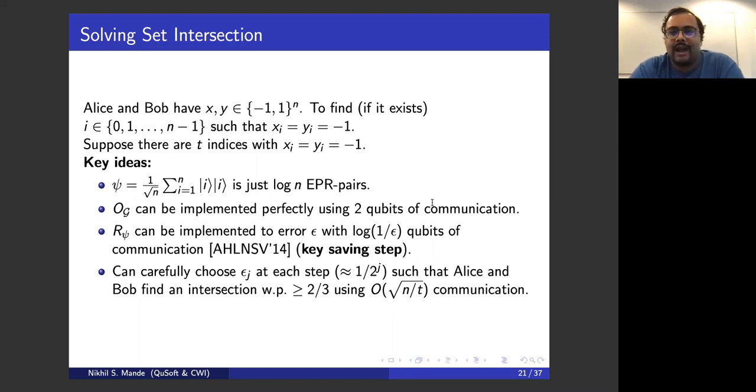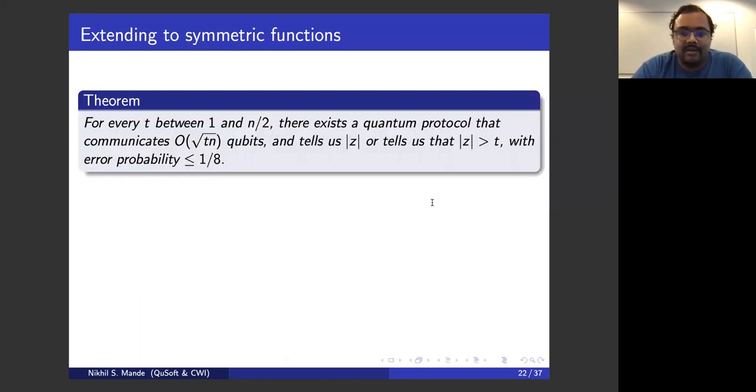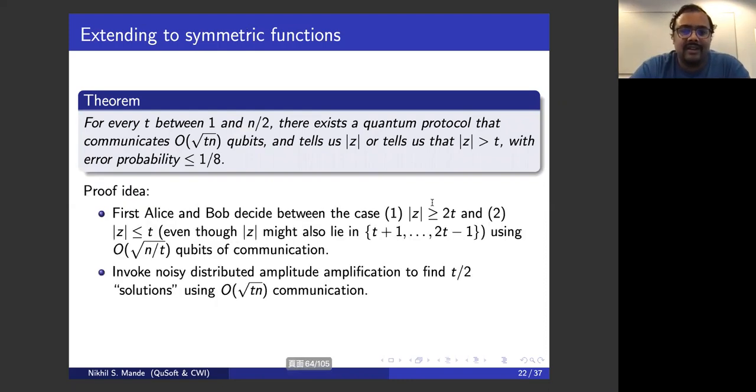So this whole argument that I gave you was designed for the case where Alice and Bob are trying to find an index i for which xi equals yi equals -1. So it's the set intersection problem. So it's OR composed with AND. More generally, if you have a symmetric function composed with AND, you can run a similar type of argument. Just repeat this whole thing, find solutions over and over. I'm going to skip this slide, but trust me when I say that it's extendable to symmetric functions without too much effort.